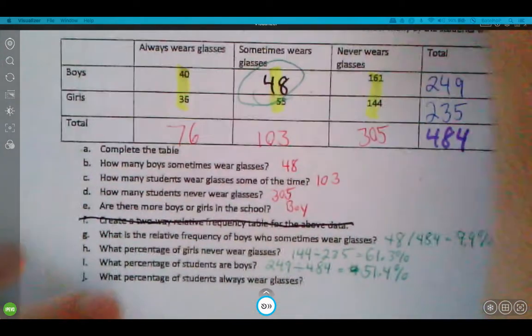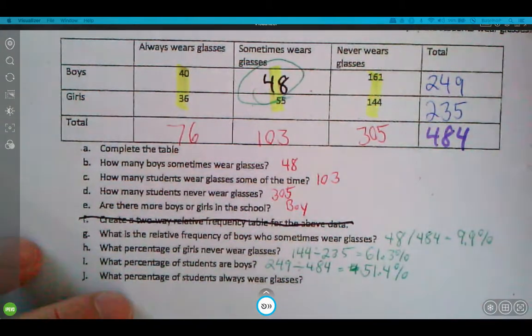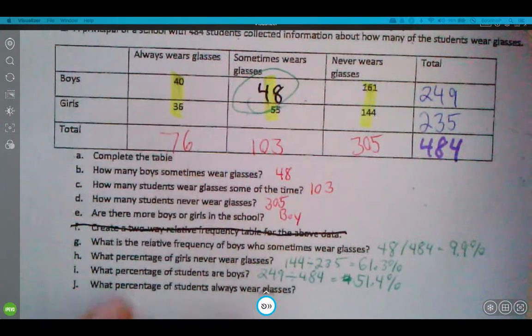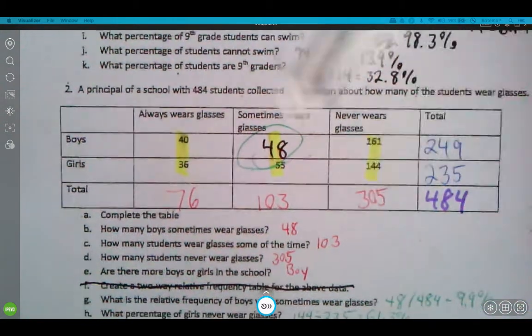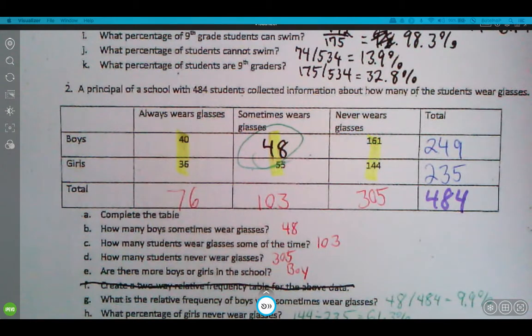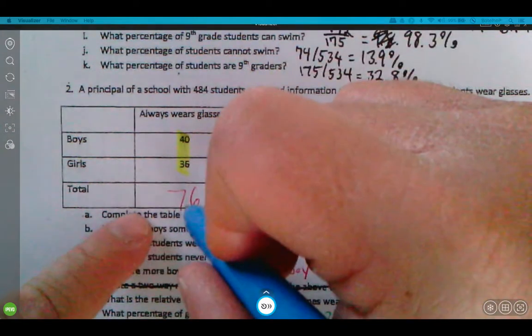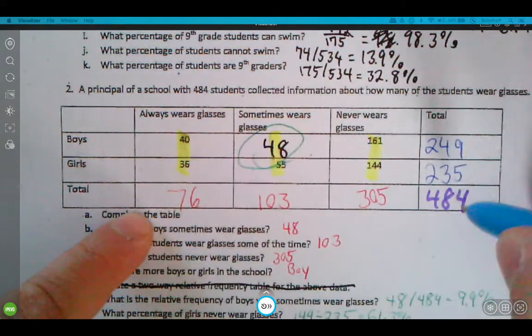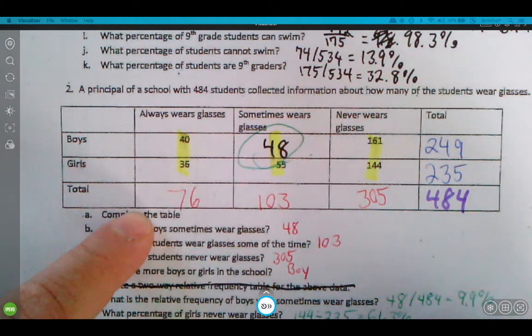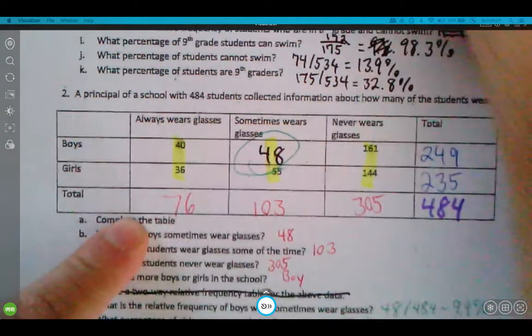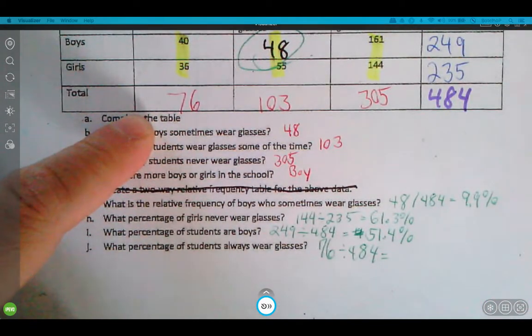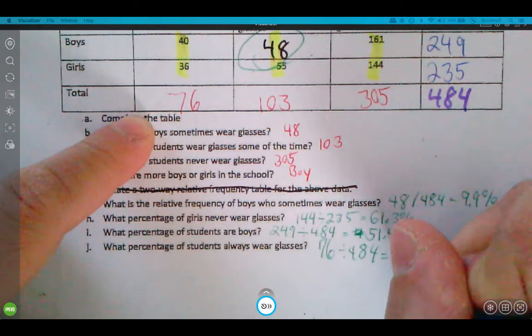And then the last one, what is the percentage of students that always wear glasses? Okay, 76 always wear glasses. Percentage of students is 484. 76 divided by 484. So that would be, I'm going to add one more because I'm going to have you do a question with a more specific relative frequency. That's 15.7%.